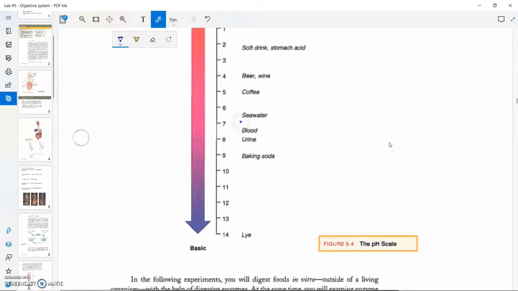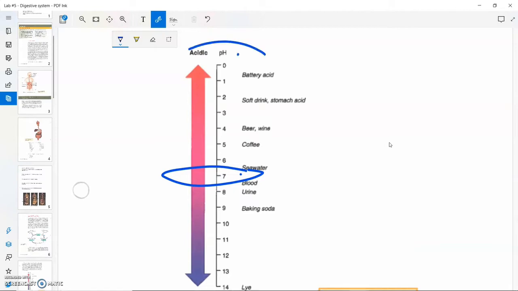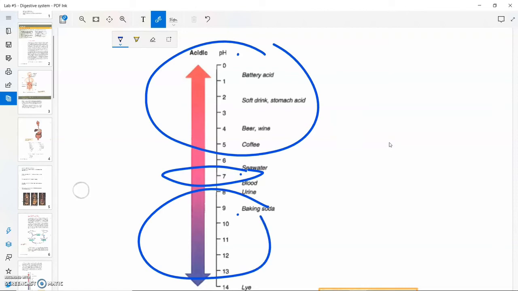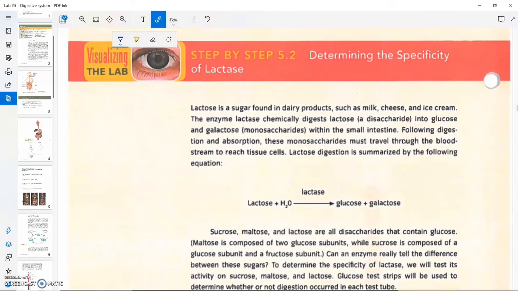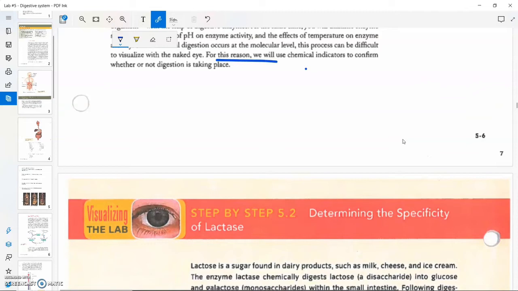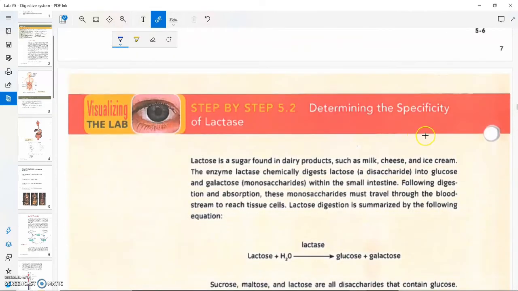So the pH scale is shown here. Neutral pH is 7, the pH of pure water. Anything that is acidic is lower than 7, while everything that is basic is higher than 7. Of course, there will not be any real experiments, but we will try to figure out what happens in some experiments in the following chapters. There will be chemical indicators that will confirm that the reaction of digestion actually happens in this experiment.